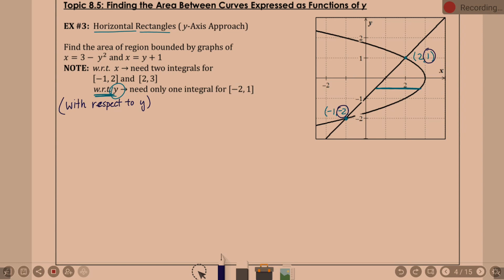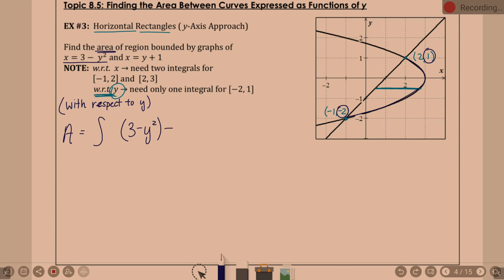Okay, so let's set up our, I'm going to say A equals, because we're trying to find the area. Right minus left. So it's going to be the integral. What is my right curve? Which curve is on the right side here? The parabola. The parabola piece, yes, which is the one that is x equals 3 minus y squared. So it's already x equals. So this is going to be 3 minus y squared.